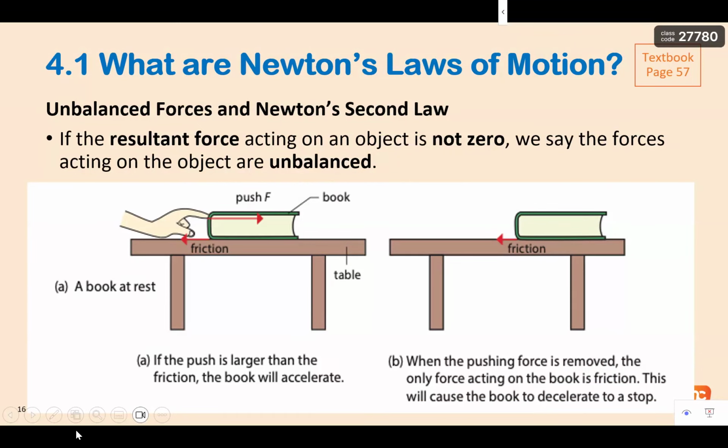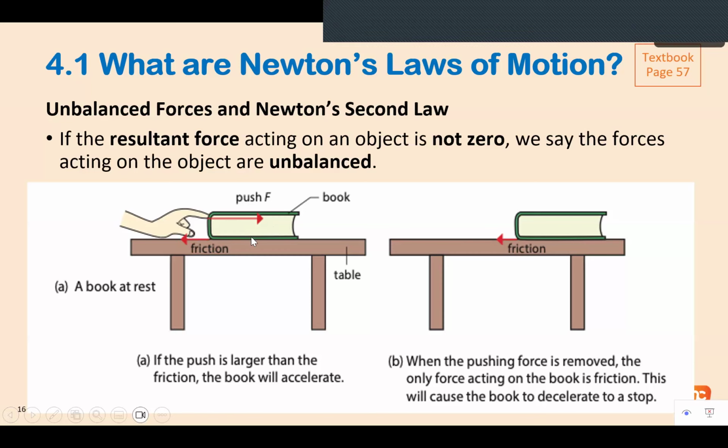So for example, over here, if there is a pushing force that pushes this book along the table, what happens if the pushing force is larger than the friction? Now the forces are unbalanced. There will be a resultant force to the right. And what happens when the pushing force is removed? The book starts sliding, and then you remove the pushing force, there will still be a friction because the book is still moving. So the only force now is the friction. So there is a resultant force acting on this book.